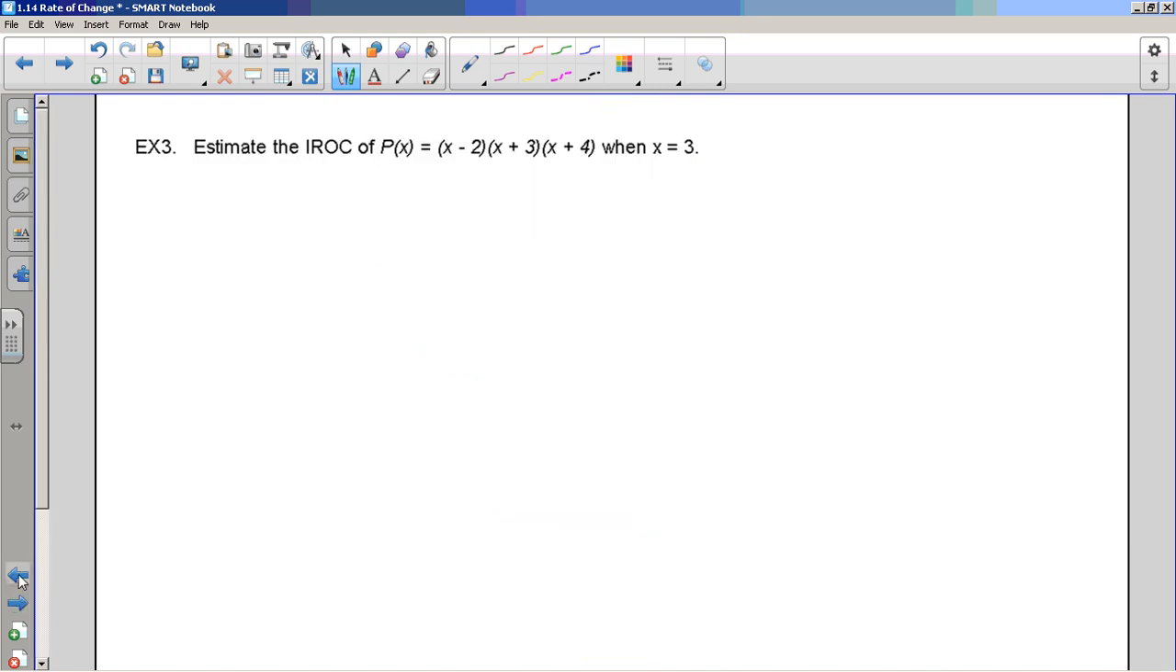Another boring old one here, estimate the IROC of this function when x equals 3. Notice we could sketch this really quickly if we wanted to, but that's not what we're asked to do. We're asked to find the IROC. And I'm going to use this just to do another chance to do my fancy new formula. This x plus h minus p at x over h.